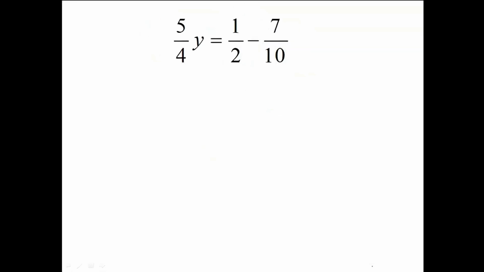Here's another equation with fractions. So we're going to find the common denominator. This time we're going to have to go higher than 10. So how about 20? So we'll multiply every term on both sides by a 20.